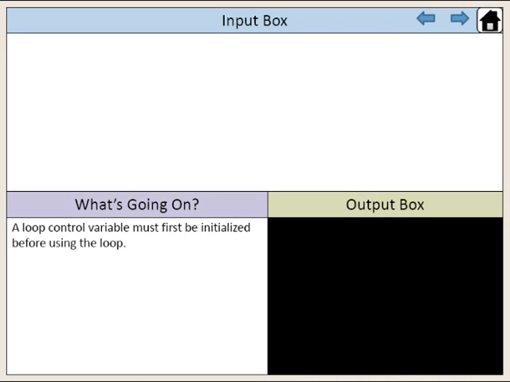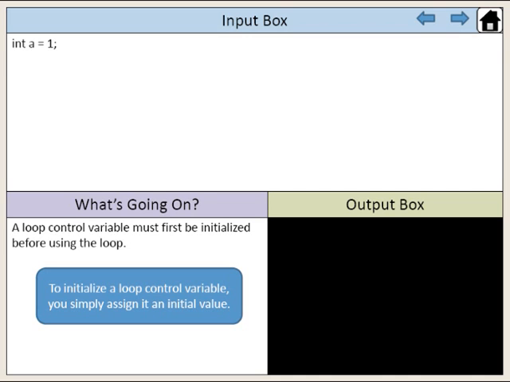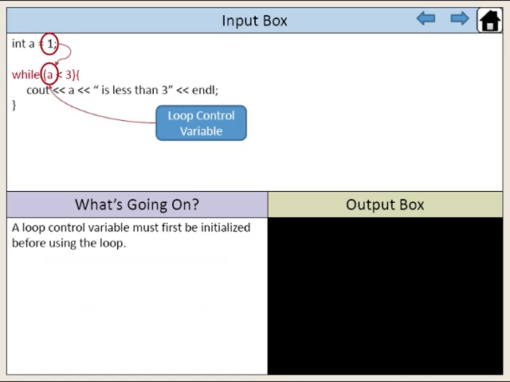A loop control variable must first be initialized before using the loop. To initialize a loop control variable, you simply assign it an initial value. Here we have declared the variable a as an integer data type and assigned it the value of 1. We have also created a while loop using the variable a as our control variable.